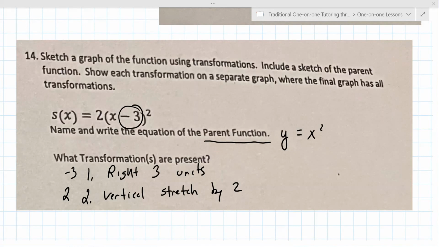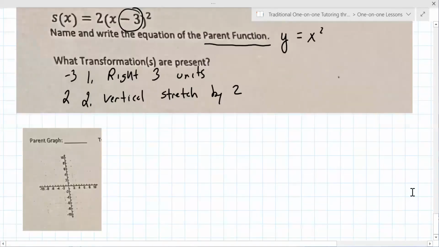Okay, all right. So what we're going to do is, the first graph we're going to make is the one we've been making for all the last problems. It's the parent function y equals x squared. So we're going to do that quickly, and then we're going to do each of the two transformations here.